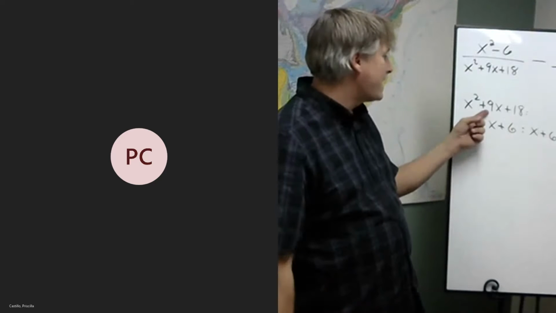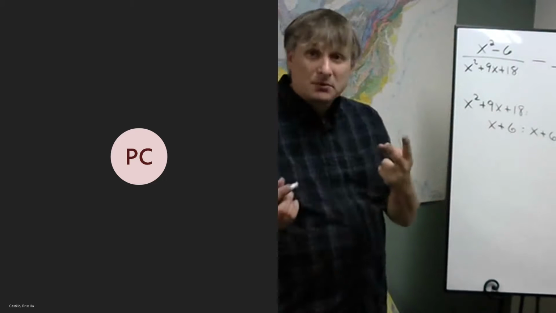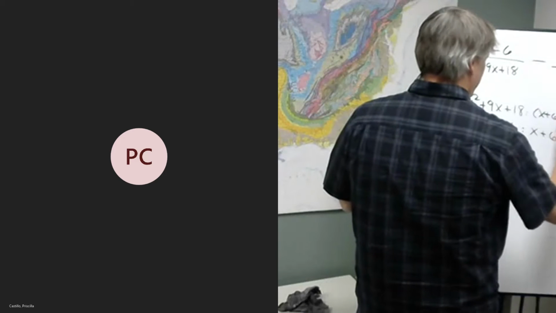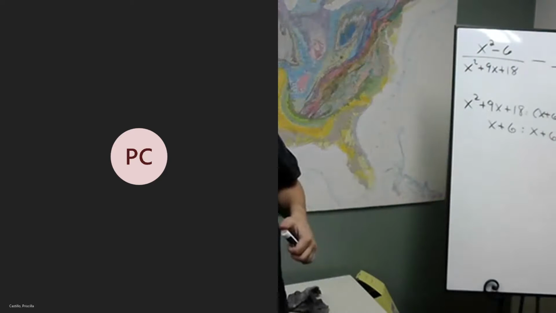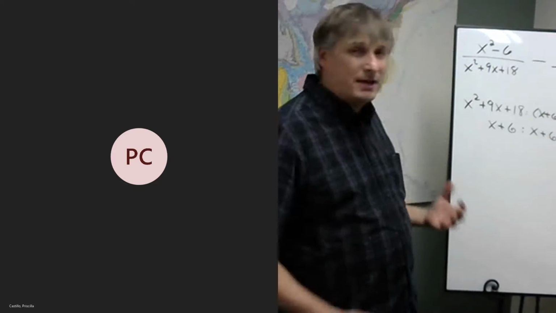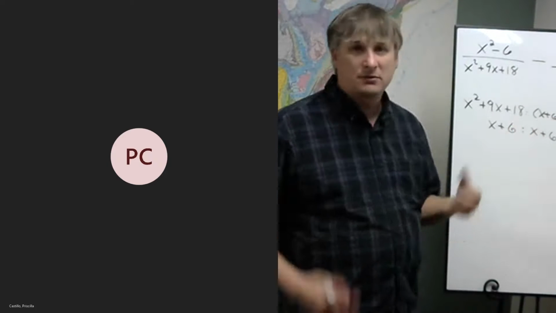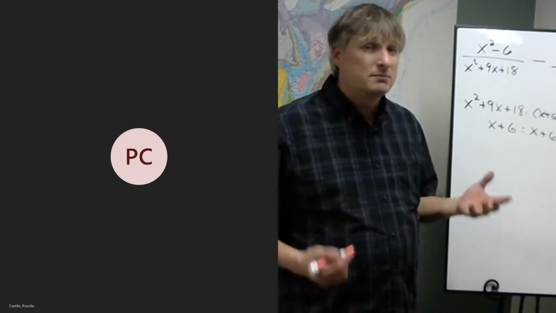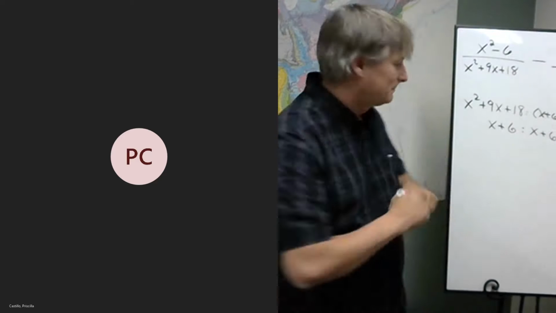Well, again, two numbers that add up to 9, but multiply to 18. And there's two numbers that come to mind. X plus 6 and x plus 3. So just like with numbers, we want to make these factorizations the same. X plus 6, x plus 3 is one factorization. The second one is only an x plus 6. What it's missing, so it can look like this one, it needs an x plus 3.